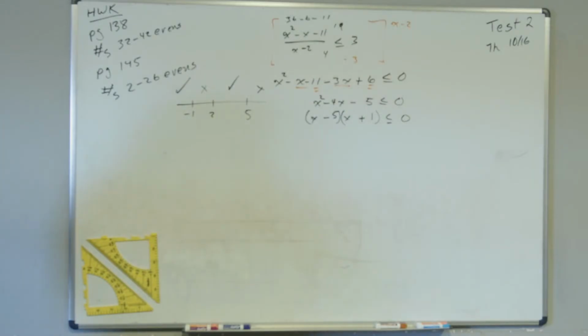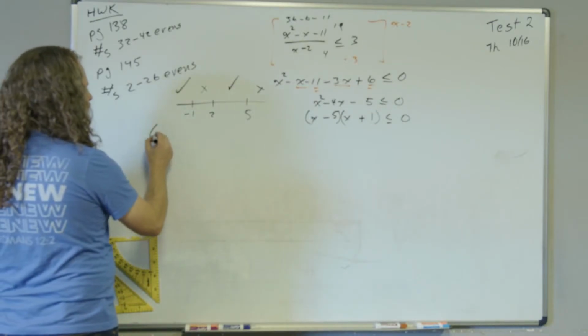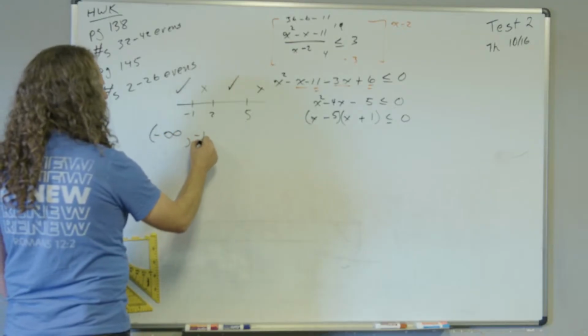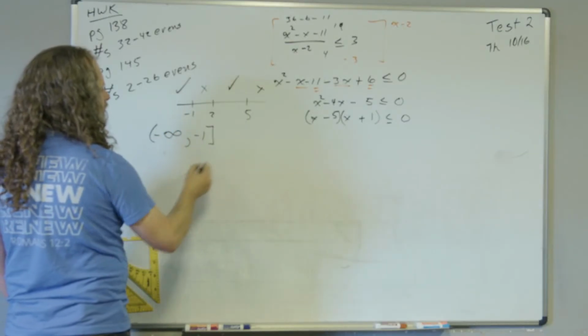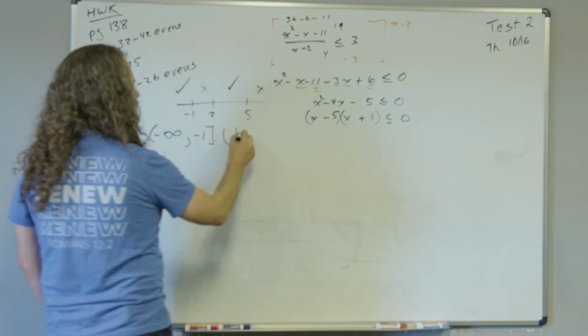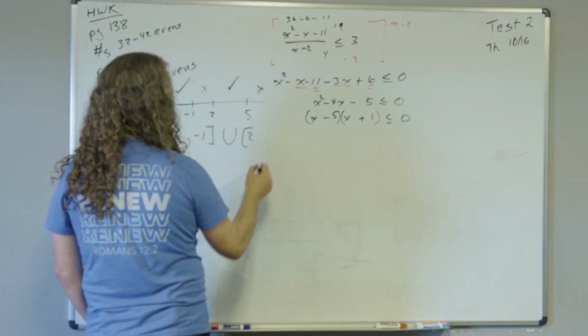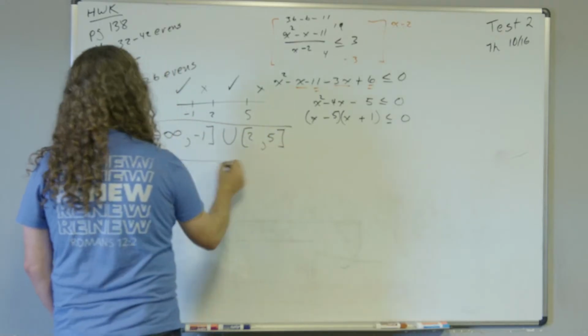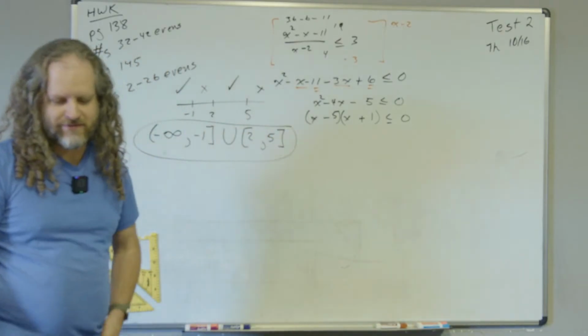Okay, so how do we write that in interval notation? We have to use a couple unions. So it's going to be from negative infinity to -1, including the -1, unioned with 2, including the 2, to 5, including the 5. And then that's it. And I think that's enough.